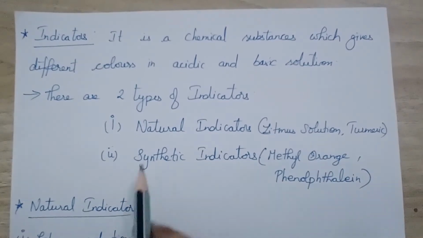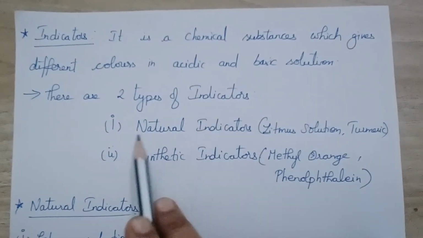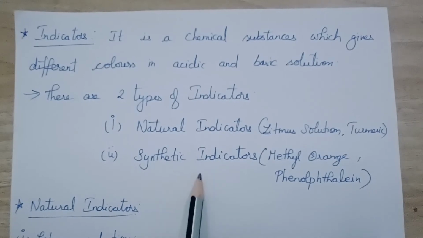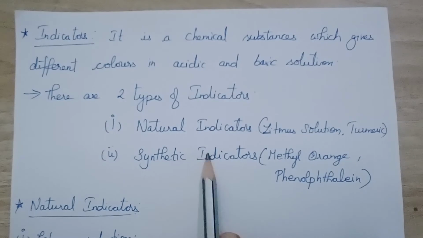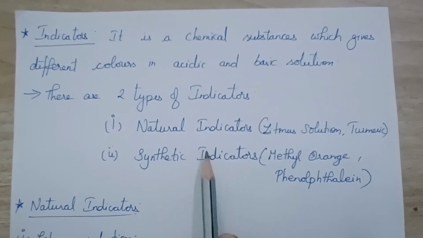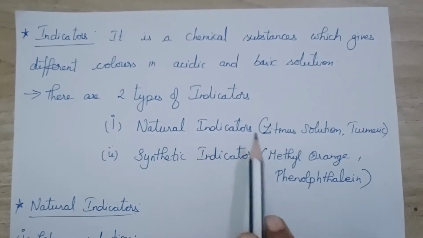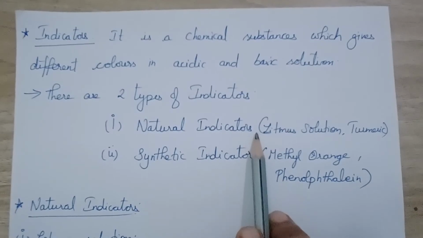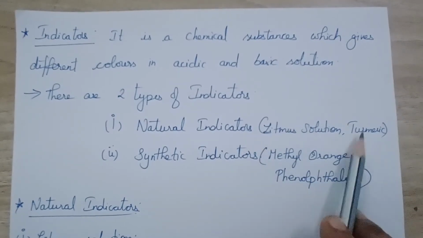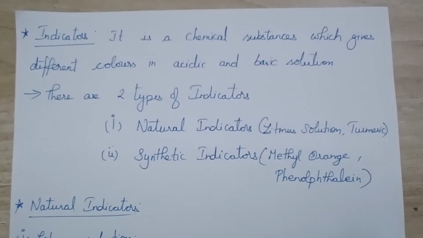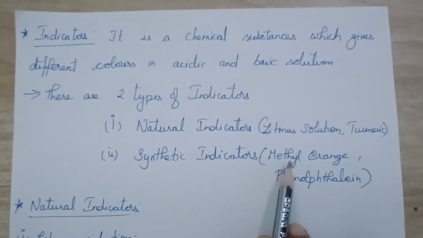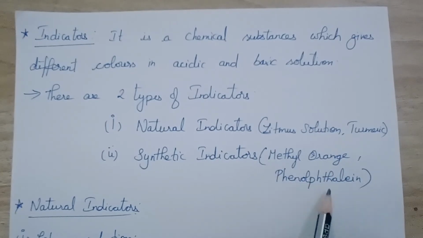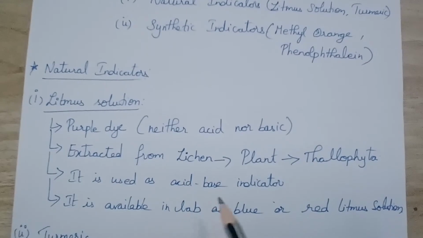There are mainly two types of indicators: natural indicators and synthetic indicators. Natural indicators are available in nature. Synthetic indicators are prepared in the lab. Natural indicators, you know well: litmus solution and turmeric are the natural indicators. Synthetic indicators prepared in the lab are methyl orange and phenolphthalein. We'll see them in detail shortly.